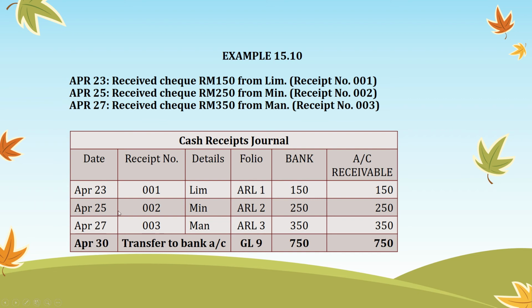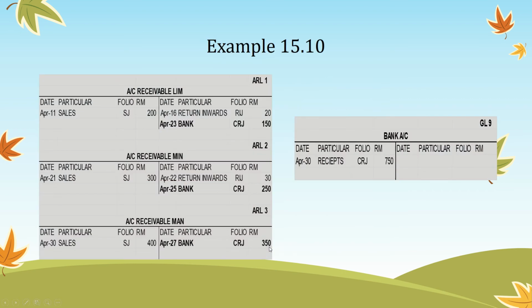On 30th April, the amount of bank will be transferred to a bank account in General Ledger 9. These are the ledgers, for example, 15.10: account receivable 1, Lim, account receivable 2, Min, account receivable 3 is Month, and then General Ledger 9 is for bank account.